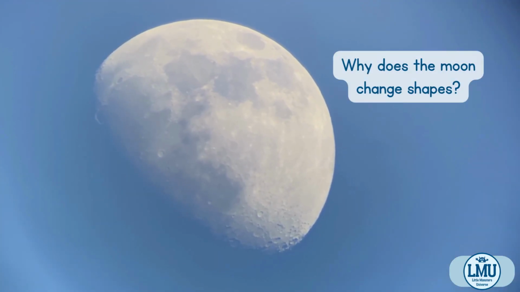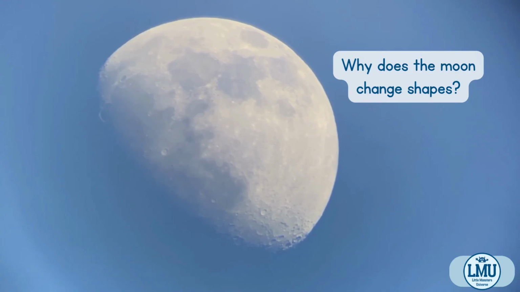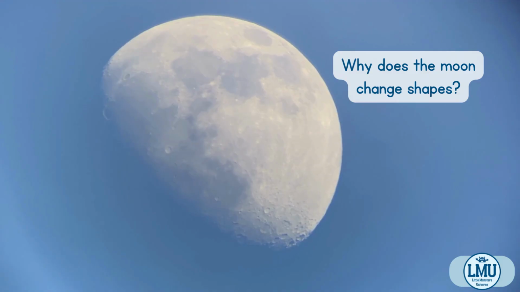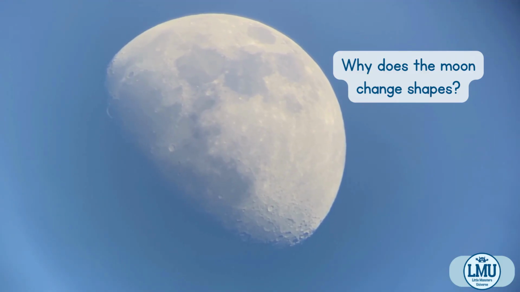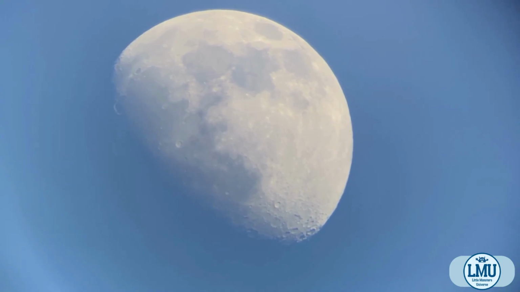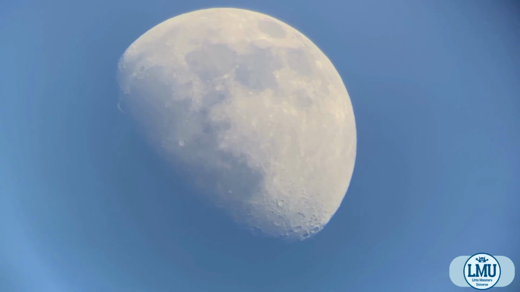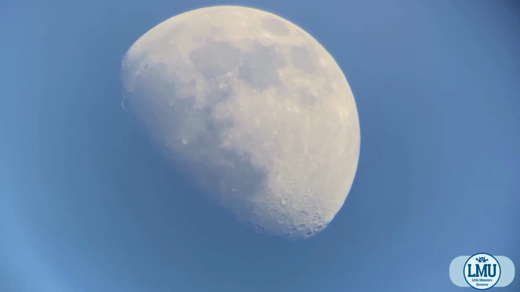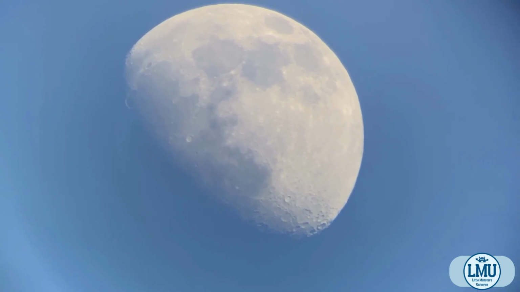Now here's the big question. Why does the moon not always look like a full circle? Why does it sometimes look like a crescent or a banana shape? And why are there times when we can't see the moon at all? Let's investigate. I have a fun experiment to try, and you can do it right along with me. We'll need a few simple things to help us figure it out.